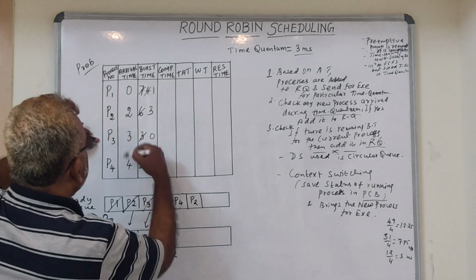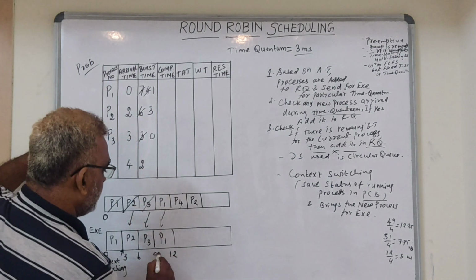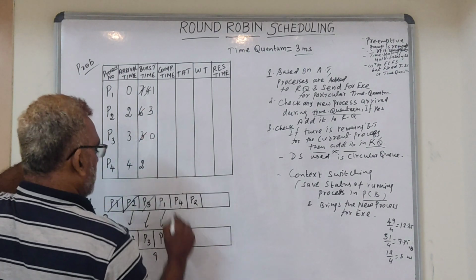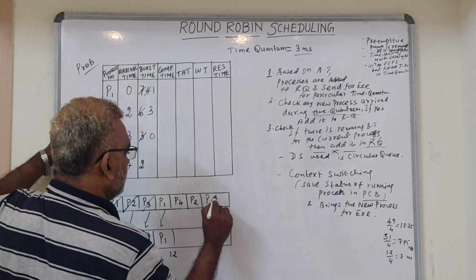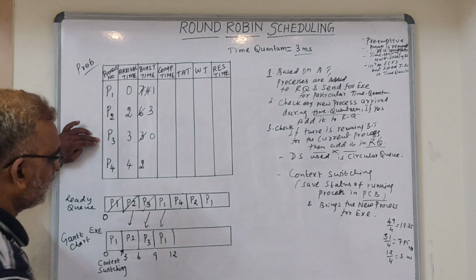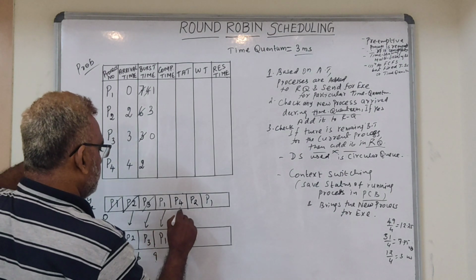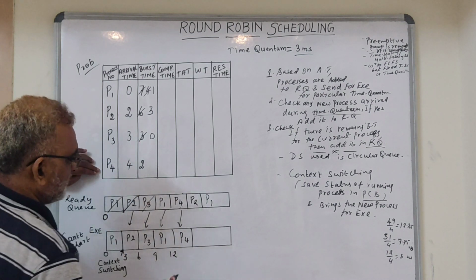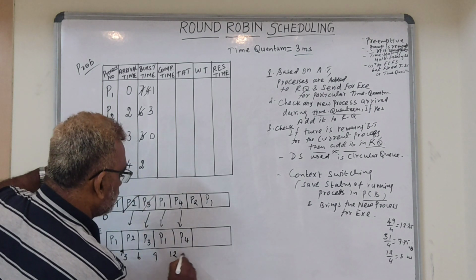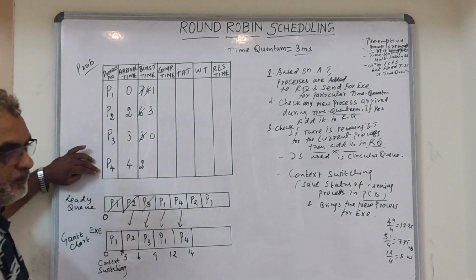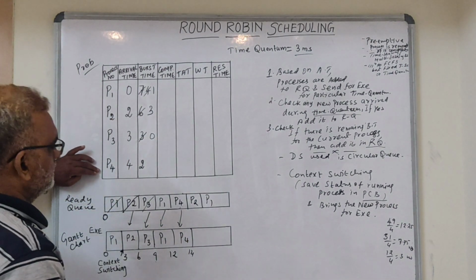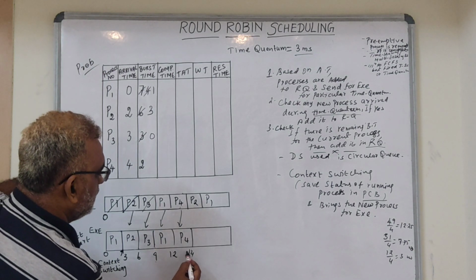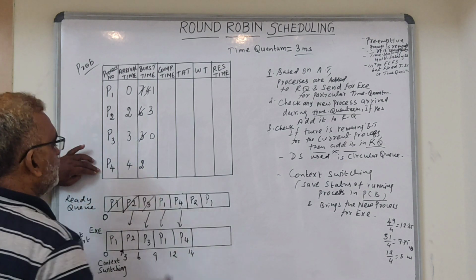You have to check whether any new process arrived during this period. If there is no process arrived, we can leave it. Now you have to store P1 again in the ready queue. Now get the next process, that is P4. P4 requires only 2 milliseconds of time. So from 12, by 14 it is over. This is 9 plus 3, that is 12, and here we need only 2 milliseconds of time.